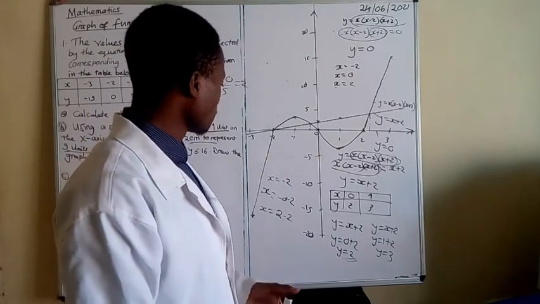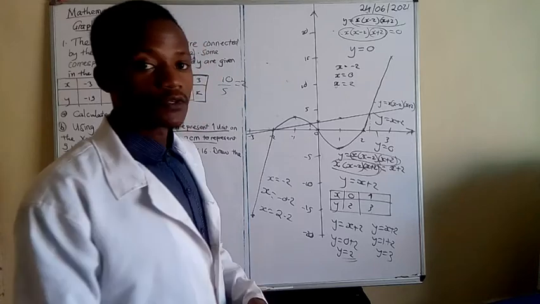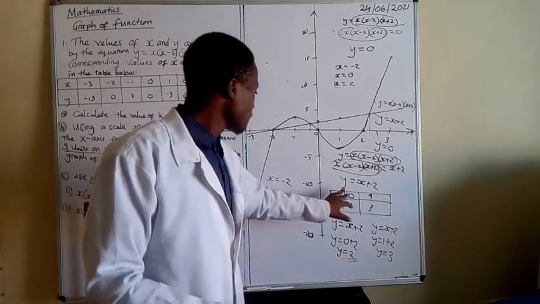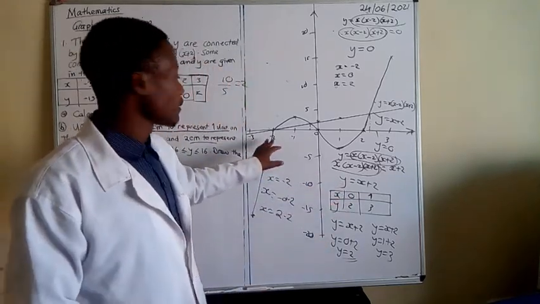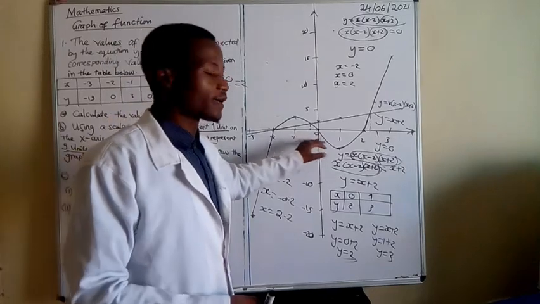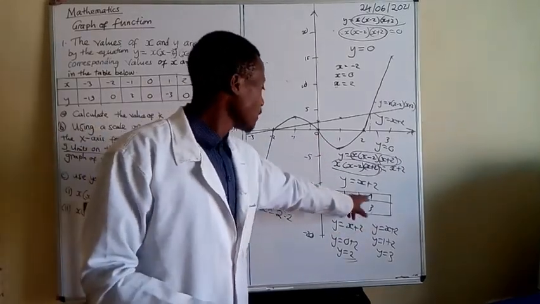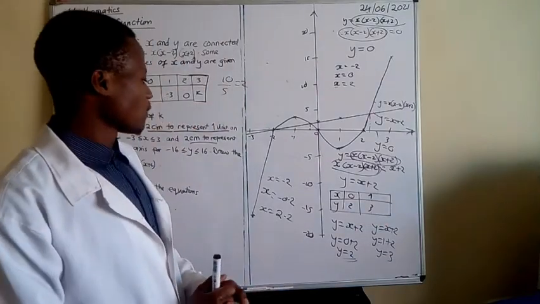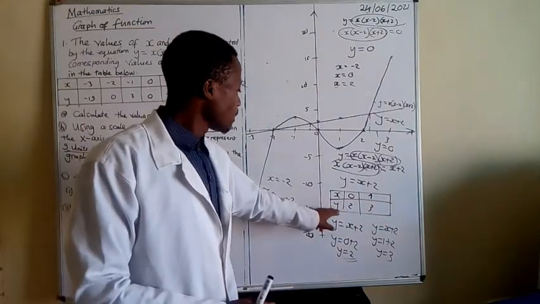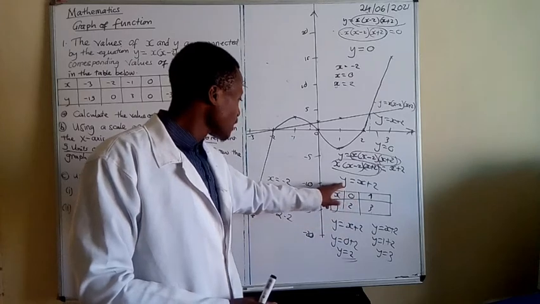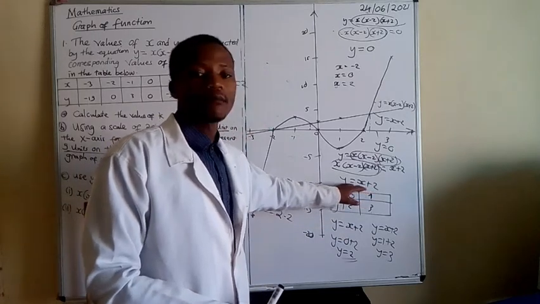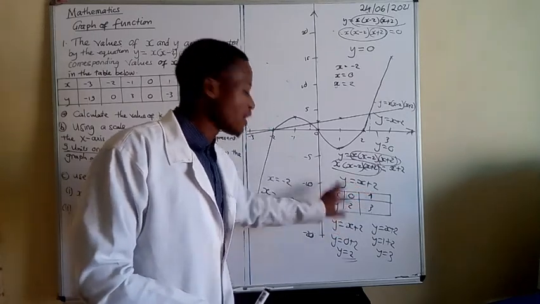Okay, so after getting the points for the values of x, we are saying that we pick any 2 points on the x-axis. So I picked 0 and I also picked 1. Now, for the values of y, we have to find them using the new equation which we have come up with.